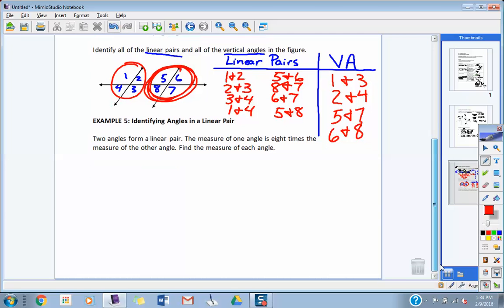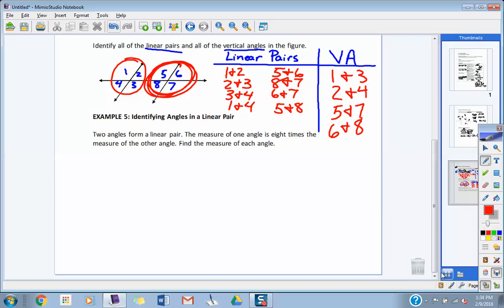How about volunteer to read example 5 for me, please? Thanks, Brandon. 2 angles form a linear pair. The measure of one angle is 8 times the measure of the other angle. Find the measure of each angle. Okay, so let's draw this out. What do these 2 angles form first? A linear pair. So describe to me what I should draw first. A linear pair. How many angles? 2. And when put together, they form a straight line. So how about something like this?